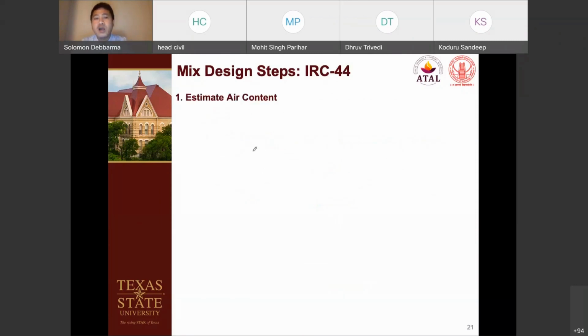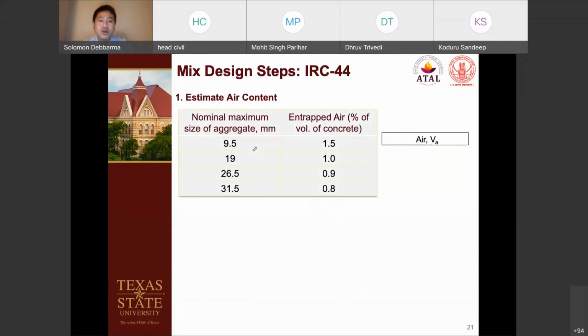So the first step is we need to estimate the air. IRC 44 has recommended this table to calculate the air content, which depends upon the nominal maximum size. You can see here, as the nominal maximum size increases, the entrapped air also reduces. Because as the size of the aggregate increases, the surface area decreases, which means there are lesser voids. So we can use this table to fix the entrapped air. Let's say our nominal maximum size aggregate is 31.5 mm. So we can take 0.8 as the entrapped air.